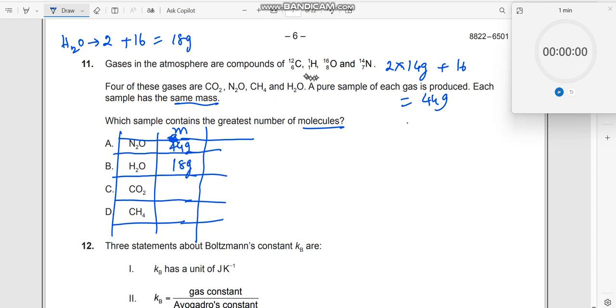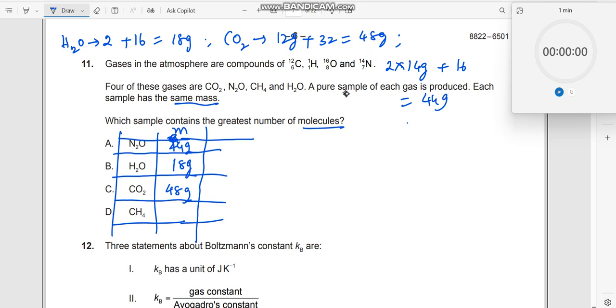And then CO2. CO2 would be C, which is 12 grams, plus O2. How much is O? 16. 16 into 2 will be 32, and 32 plus 12 will be 44 grams. I'll write it here. This is more massive over here.